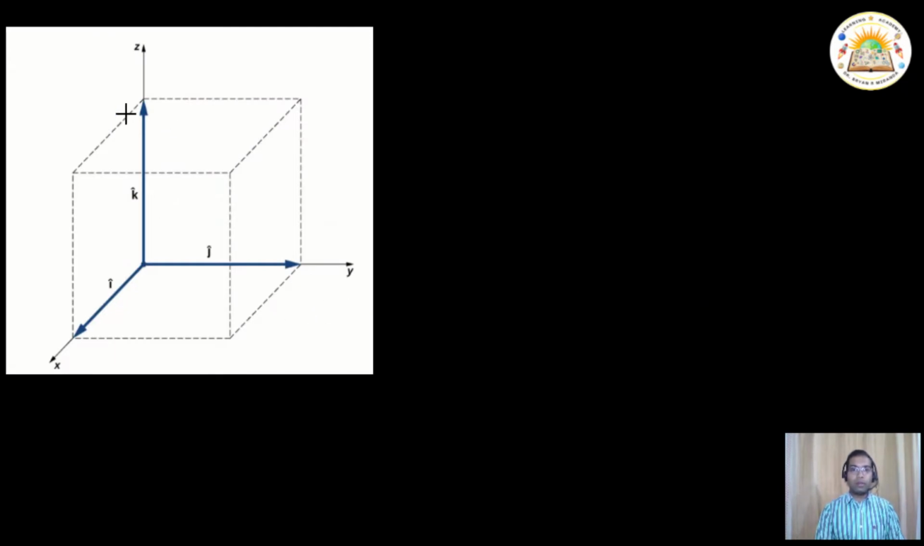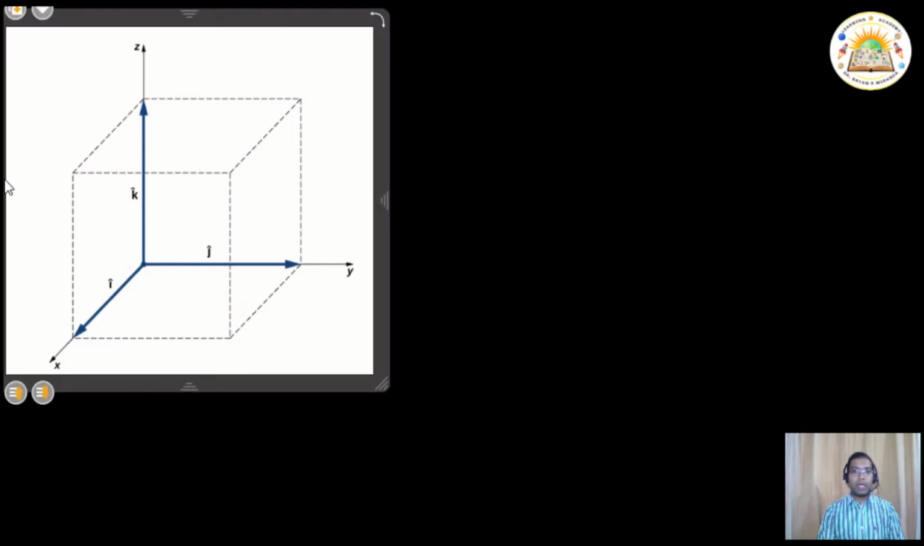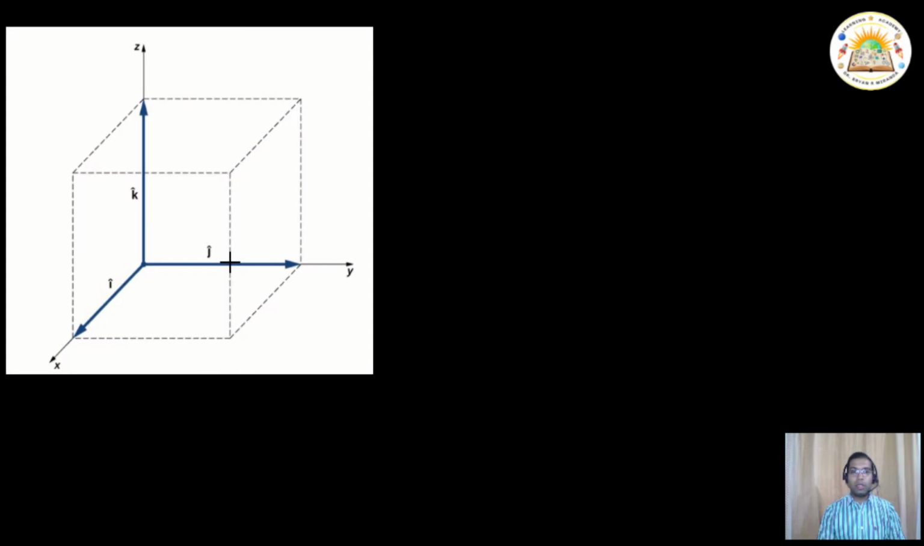Now coming to the 3 dimension, I already told that we associate x cap, or let's say i cap, along the x-axis, j cap along the y-axis and k cap along the z-axis. Now here you can see that there is a cube whose corners have been taken as the x, y and z axis.